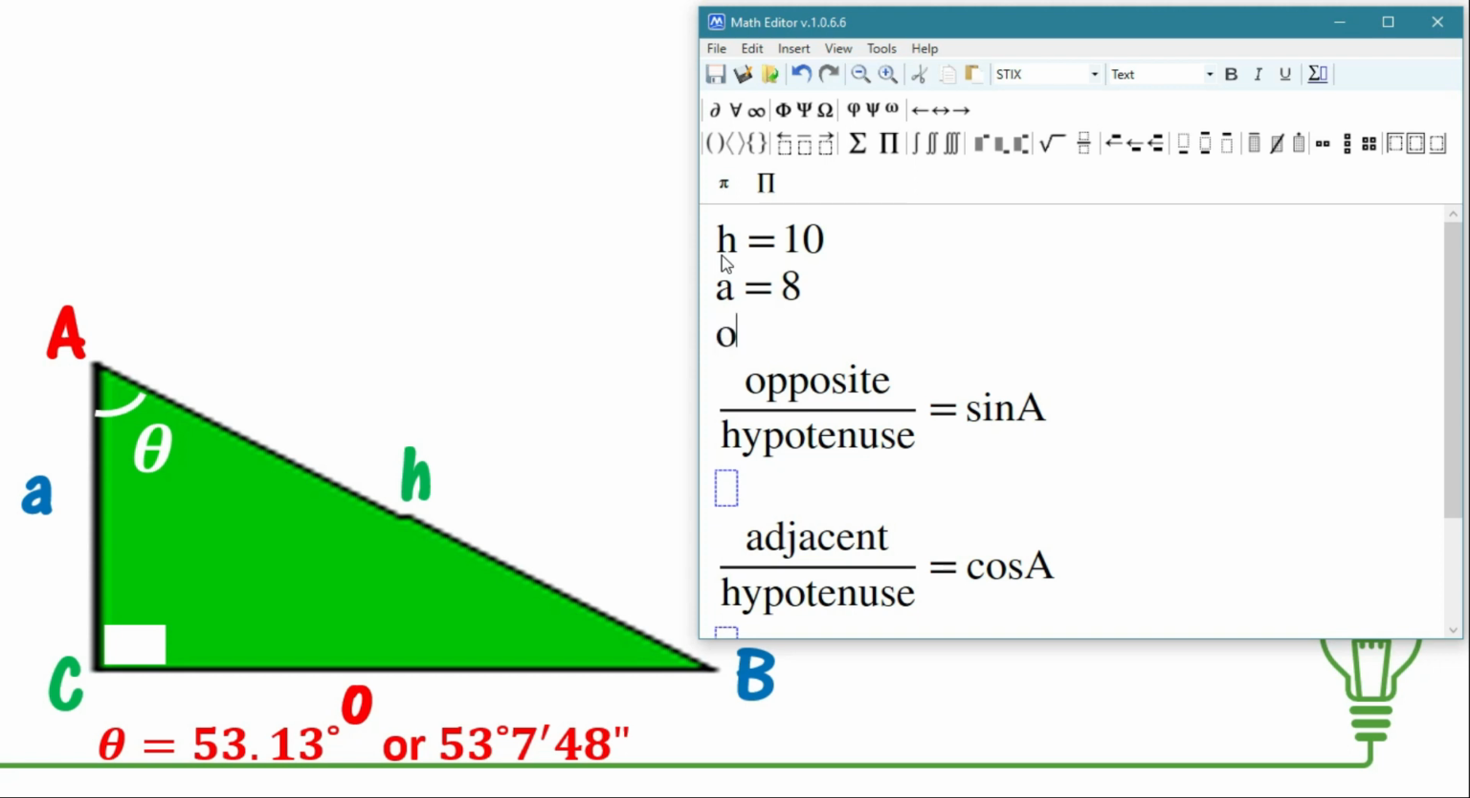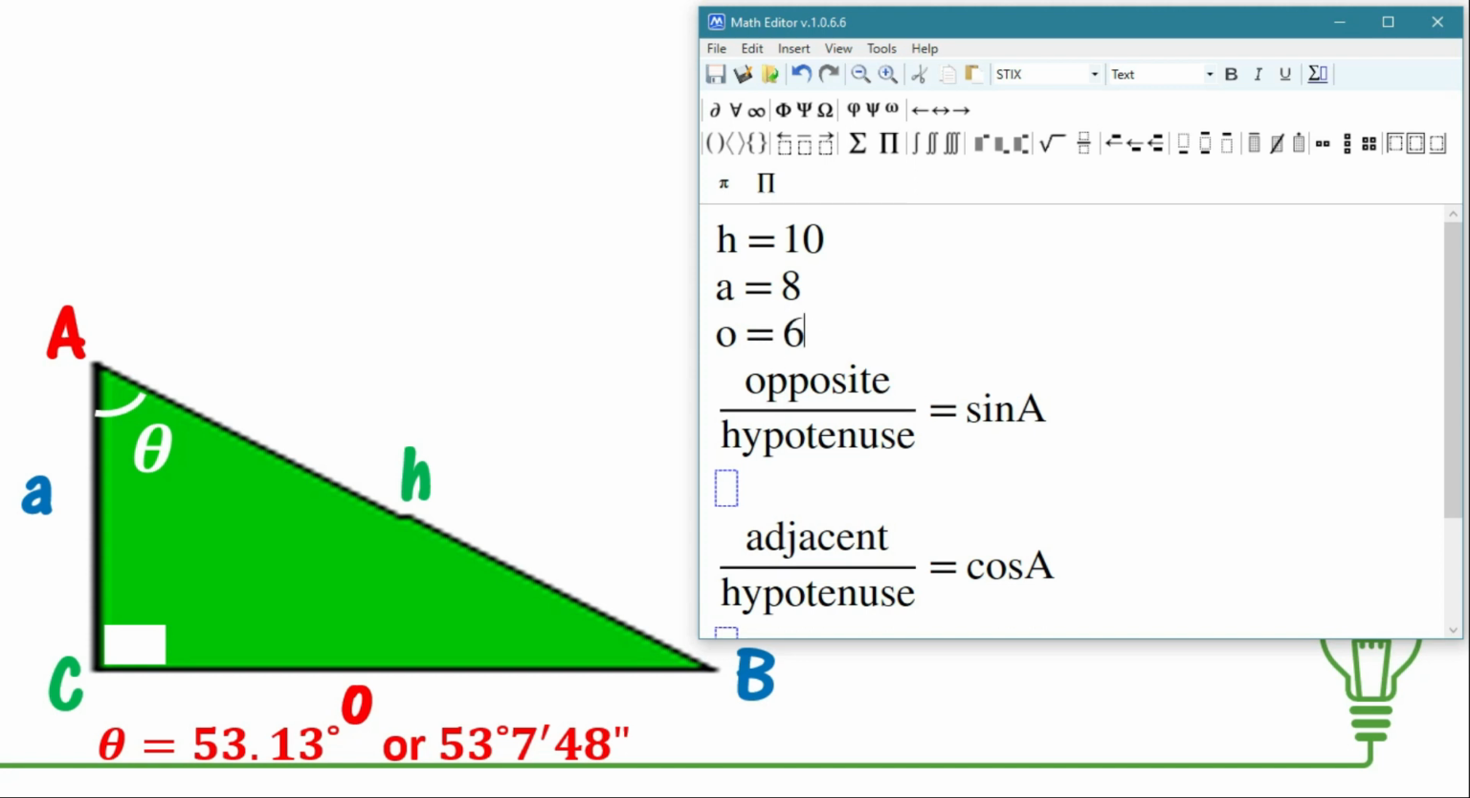Now, the opposite side would be obtained. Let's say the opposite side is missing. Applying the Pythagorean theorem that we have discussed last video, that is c squared equals a squared plus b squared, we'll obtain the value of the opposite side as 6.